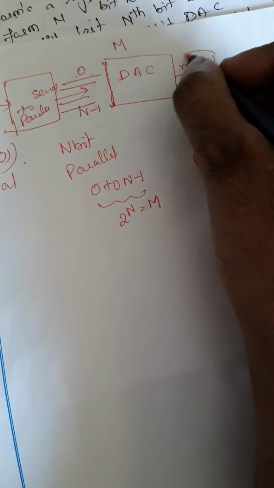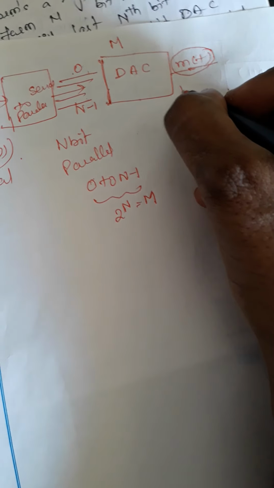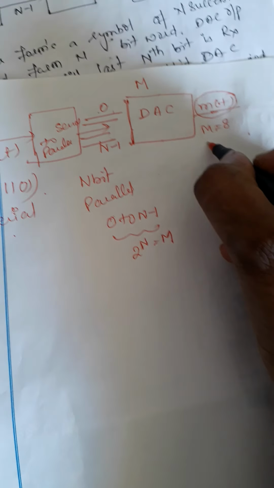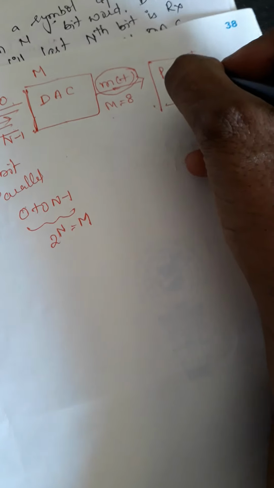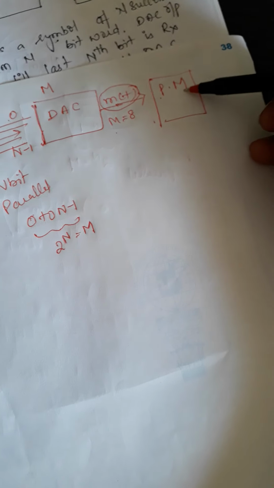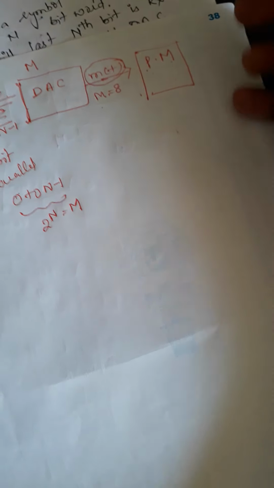That means m of t indicates the message signal, where M equal to 8 indicates 8 different message signals. That is further given to the product modulator. The function of the product modulator is to perform the modulation, where each message signal is modulated. Then the output you get is M-ary PSK.